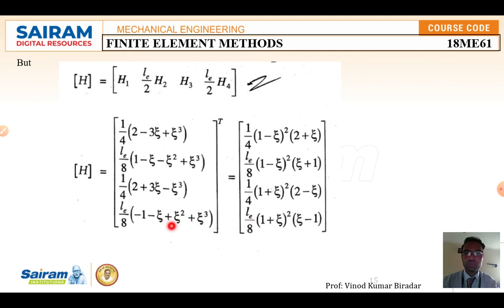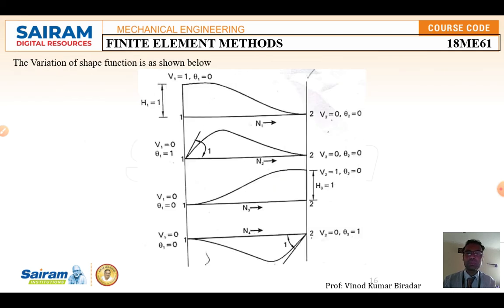This is the most important question. Based on this only we have to solve the numerical problems. So we have to remember this H is equal to the Hermite shape function H1, H2, H3, H4. Now the variation of the shape function is equal to how many? Like this N1, N2, N3, N4 are called the shape functions.